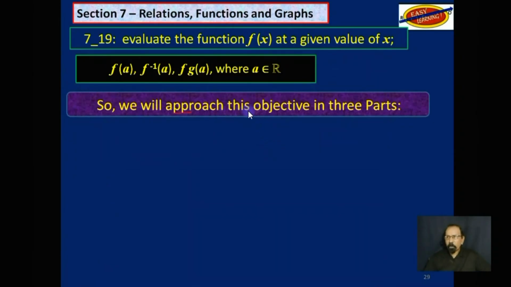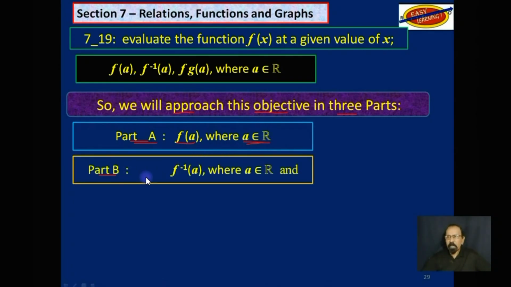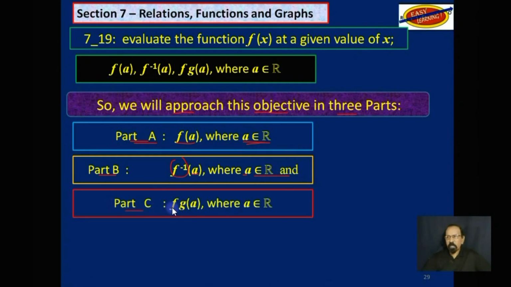So we will approach this objective in 3 parts. First, part A, where we will talk about f of a or f of x, where a is a member of real numbers. And then part B, inverse f of a or f of x, where a or x is a member of real numbers. And thirdly, part C, fg, which is a composite function of a, we could also say of x, where a or x is a member of real numbers.